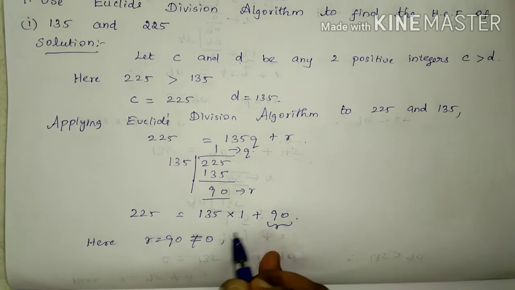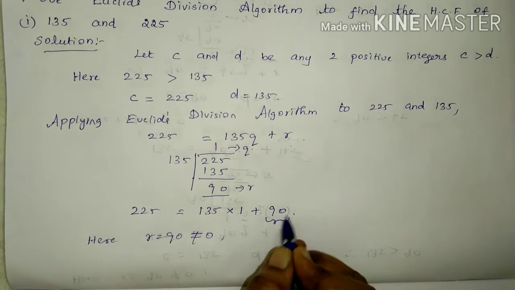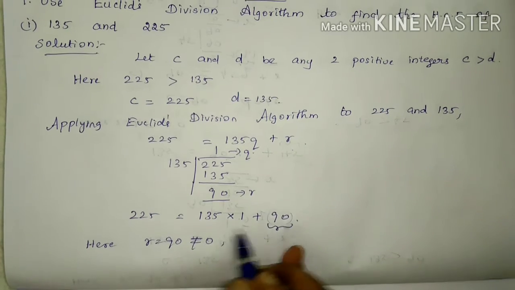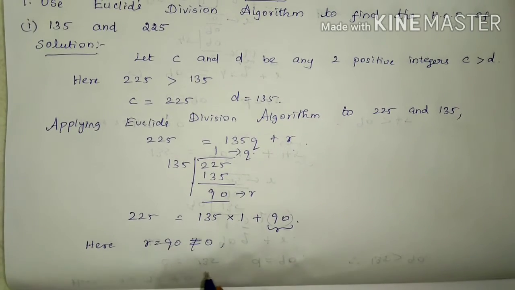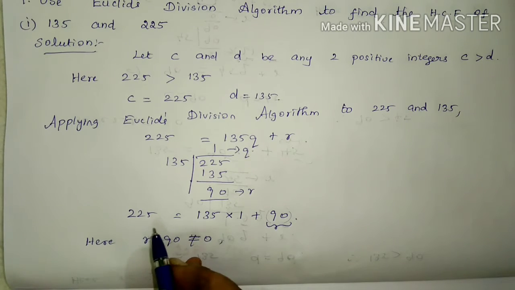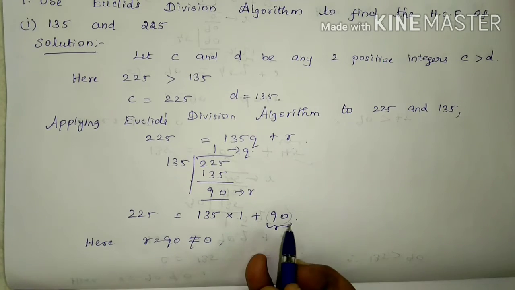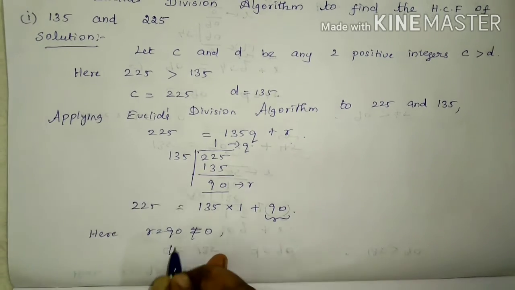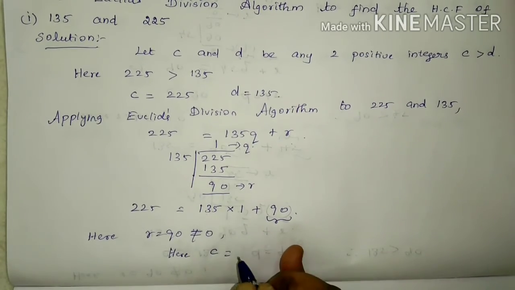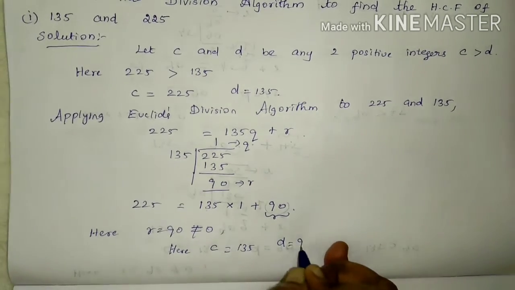Then means we have to continue the process. If suppose here the R value becomes 0, means we can stop the process. But here our R value is 90, which is not equal to 0. So we are going to continue the process. That is, we are going to apply the Euclid's division algorithm again to the numbers 135 and 90. That is, here we are going to consider this integer 135 as C and D is 90.